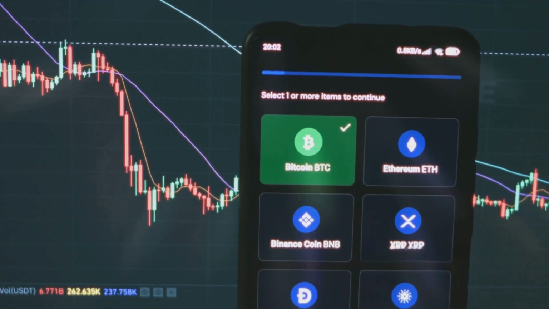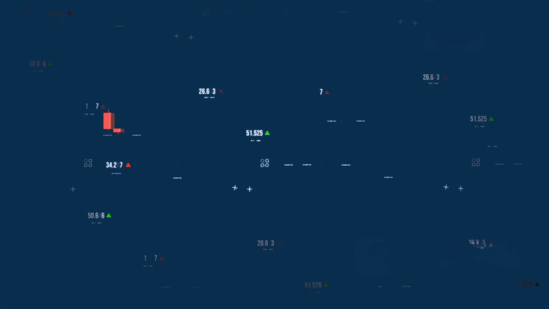Practice drawing fibs correctly. In an uptrend, swing low to swing high. In a downtrend, swing high to swing low. For extensions, use 3 points. Always use stop losses. Place them just beyond your entry fib level to protect your capital.